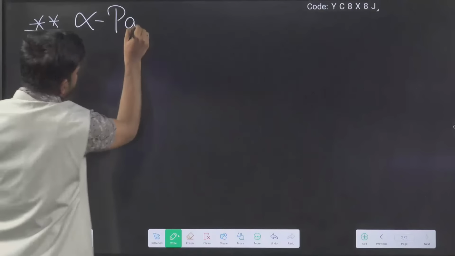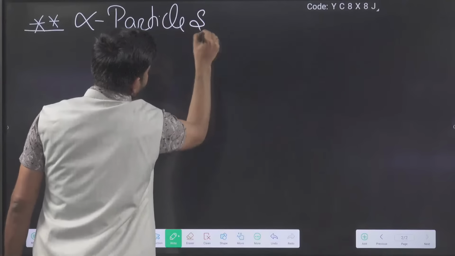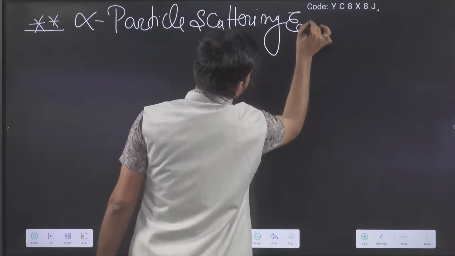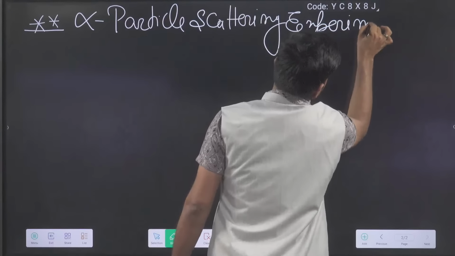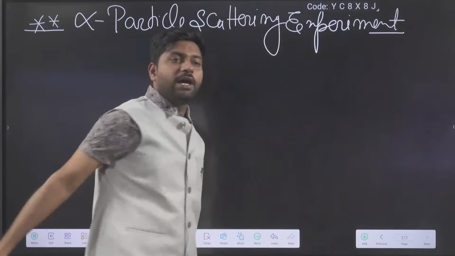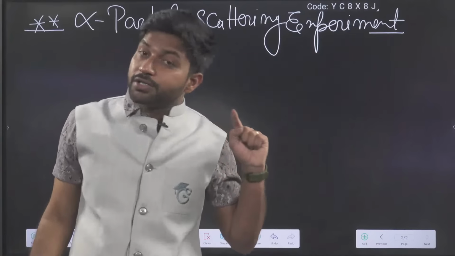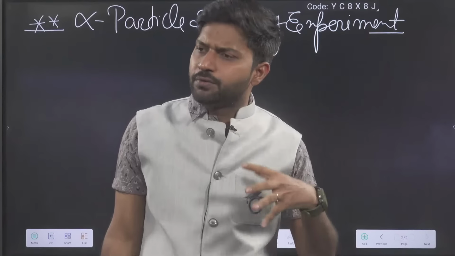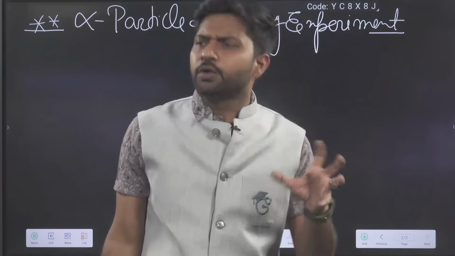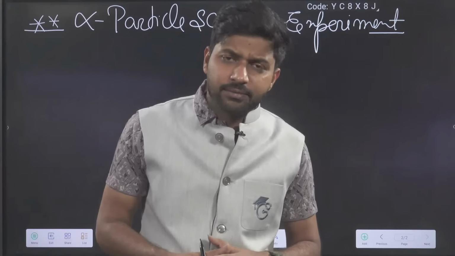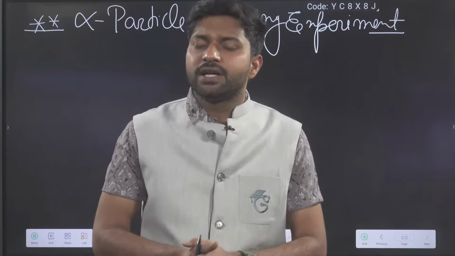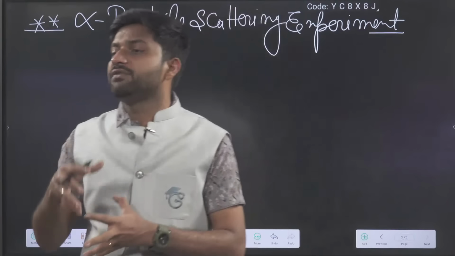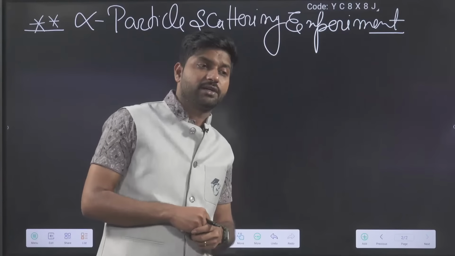Alpha particle scattering experiment. A very interesting and very nice experiment. Because of the conclusion that came from this experiment, Rutherford tried to explain the atom. He came near to success, but it was not 100% correct. But Bohr was a much cleverer person. He used all this information and then gave the Bohr model after that.